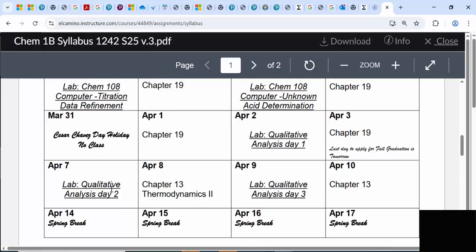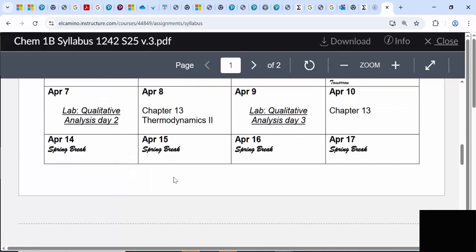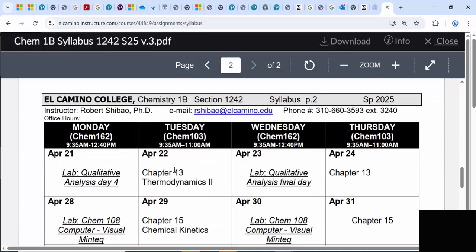So we're doing qualitative analysis day 1. What you have to do is compress day 1 into day 2 and do both day 1 and day 2 in one day. It's possible if you work quickly. Just read through the procedure and do both in one day. Okay. Just come in prepared and you'll be all right.